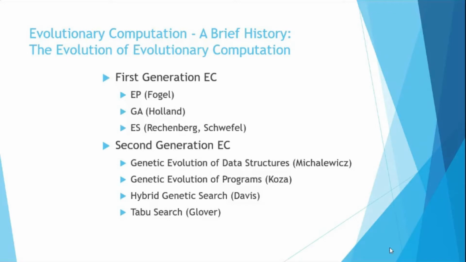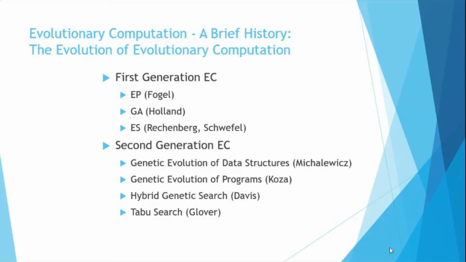In the second generation of evolutionary computation, there was also some development in the structure of the problem, like genetic evolution of data structures, then genetic evolution of programs, then hybrid genetic search, and new evolutionary computation methods. Taboo search was also developed. The main authors for this second generation are Michalewicz, Koza, Davis, and Glover. So these types of new techniques started to evolve in the second generation EC.